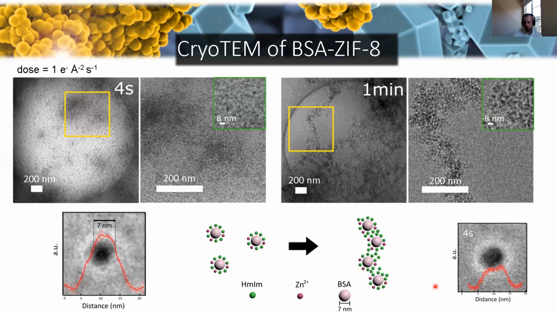Just as a comparison, this is a similar analysis done on the ZIF-8 only sample. And so the amorphous particles that we found in that sample are actually almost exactly the same size as these, but they don't display this core shell structure. They're much more homogeneous. And so again, I really believe that the core we're observing here is the BSA molecule in this case.